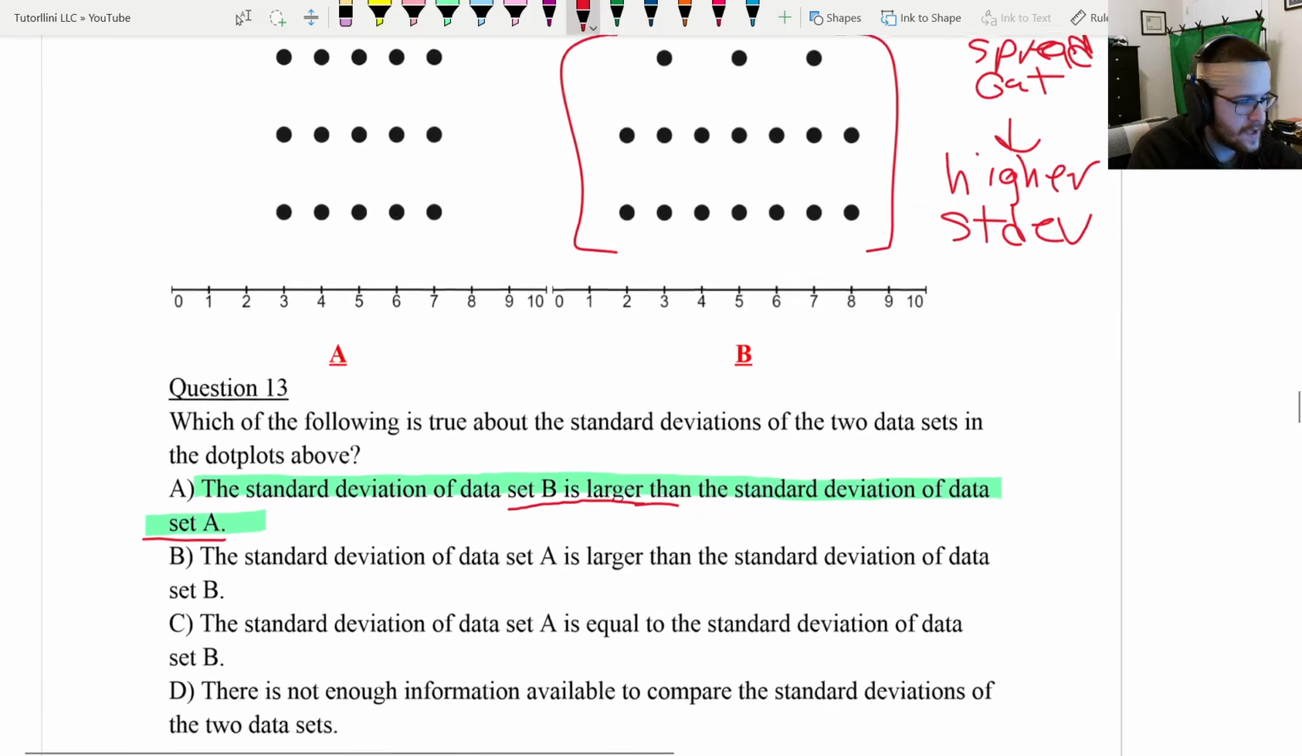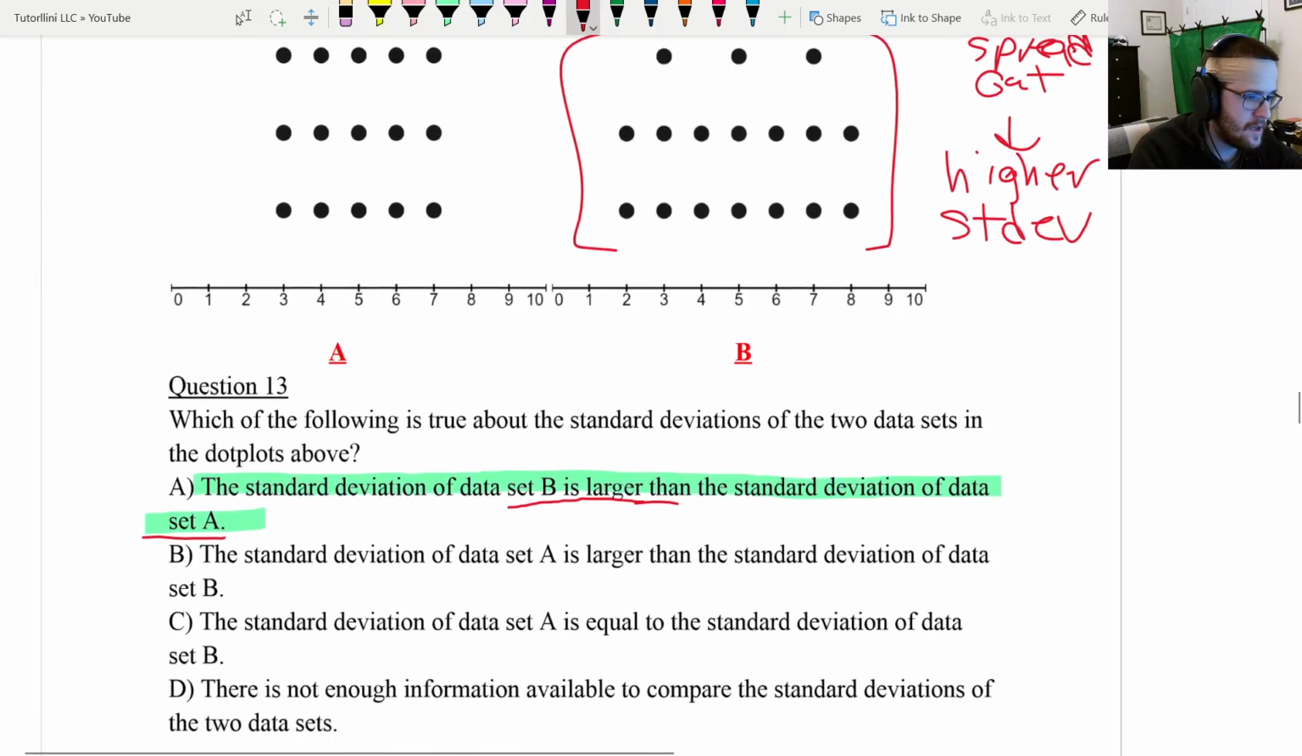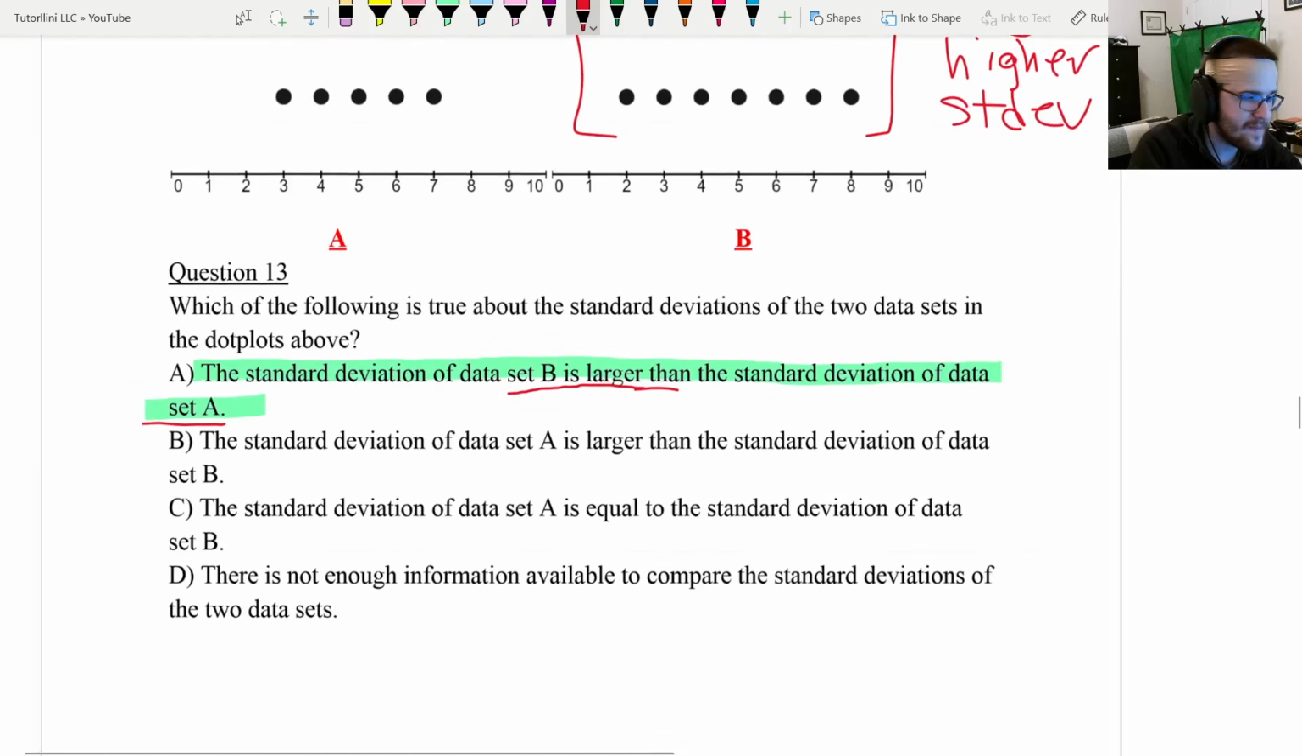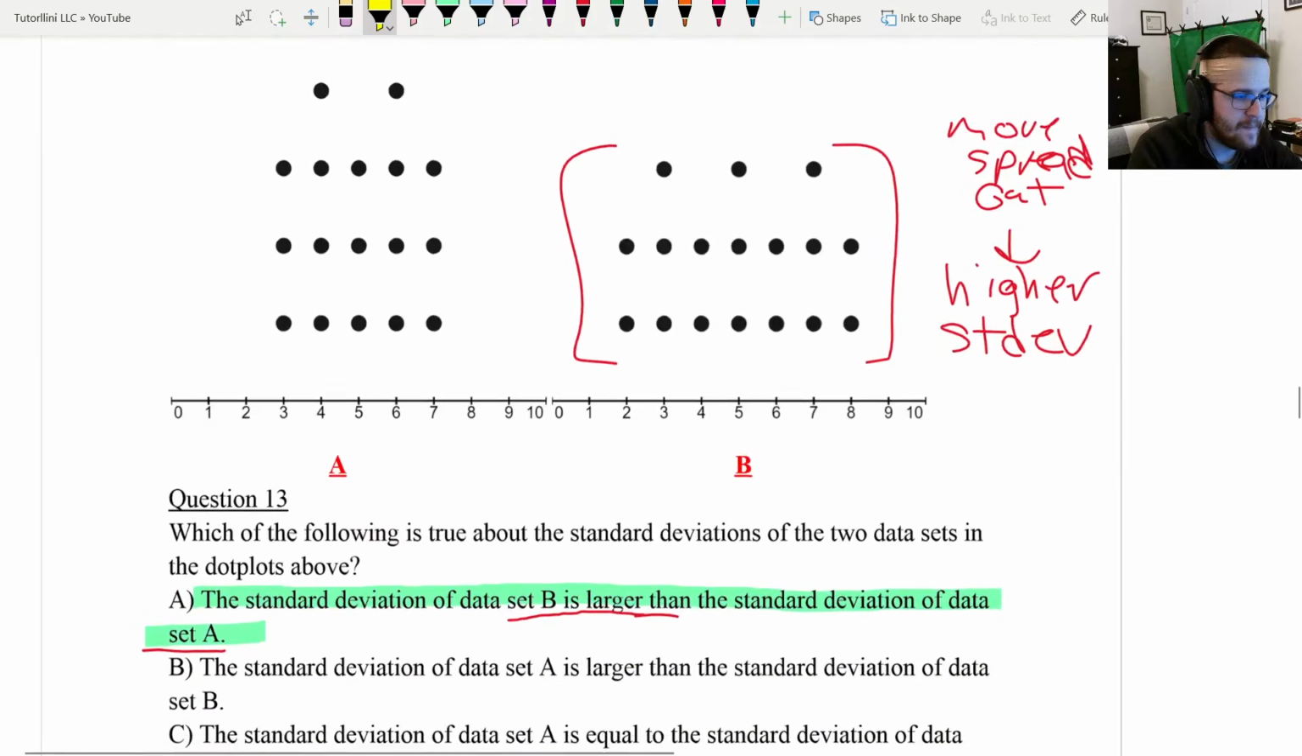That could have also conversely said the standard deviation of dataset A is smaller. Just be very careful. They might phrase it differently from how you phrased it in your head. So just keep an eye on that. I don't think I've ever seen one of these questions where this is the correct answer. I've never seen that be right. You can almost always tell just by looking at the picture that they provide.